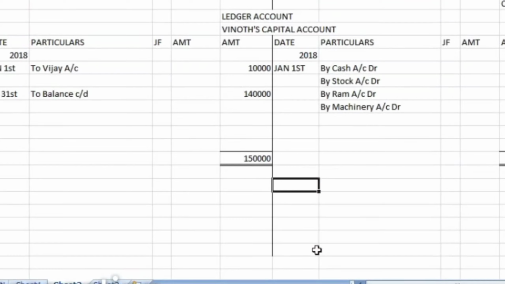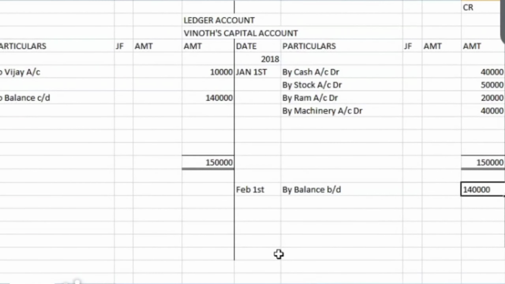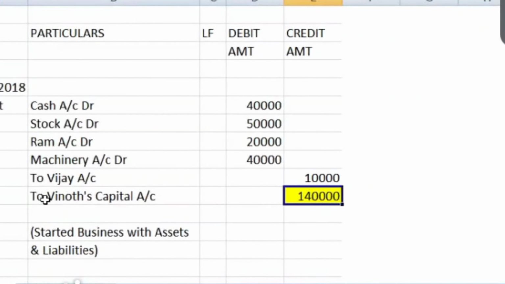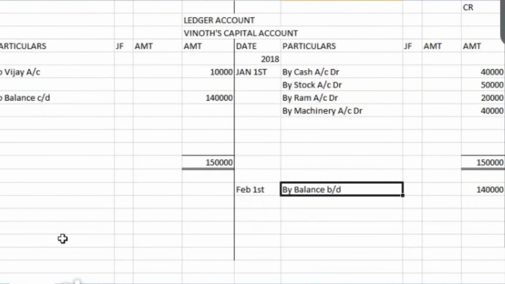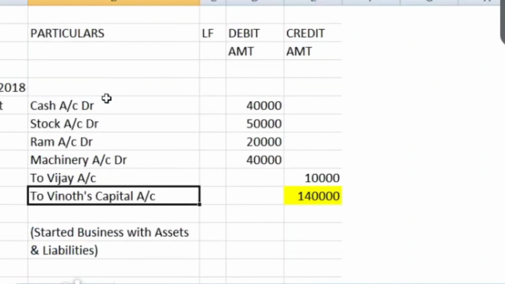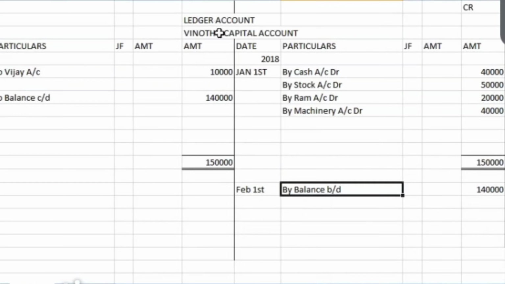This carried down balance has to be brought down to the next month. So Feb 1st, for the next month, on the credit side, the opposite side, by balance brought down, 1,40,000 is brought down for Vinod's capital account. This falls on the credit side, and when you cross-check with your journal entry, that also is in the credit. So your answer is correct. So this is how you open a journal, post an opening entry, and post it into the ledger of that particular capital account.